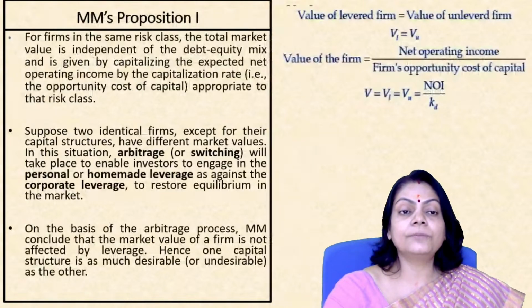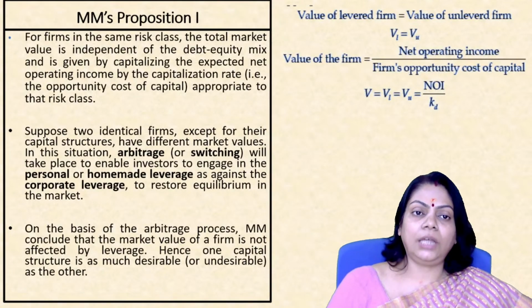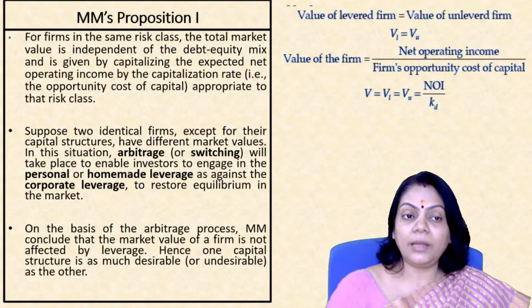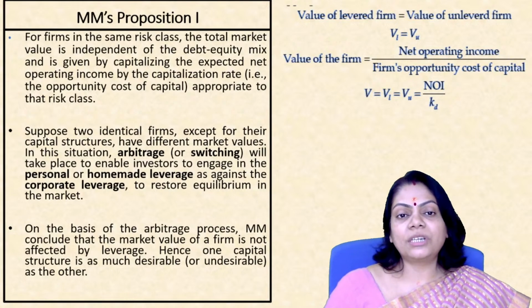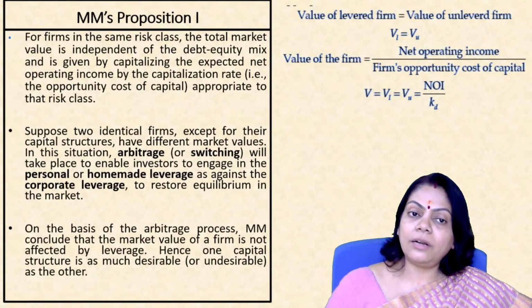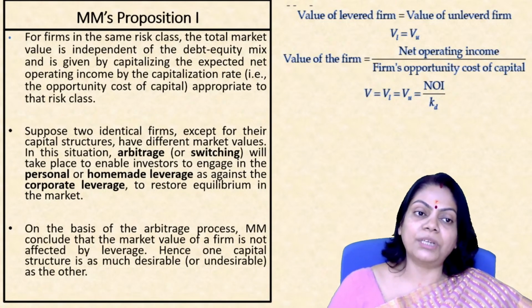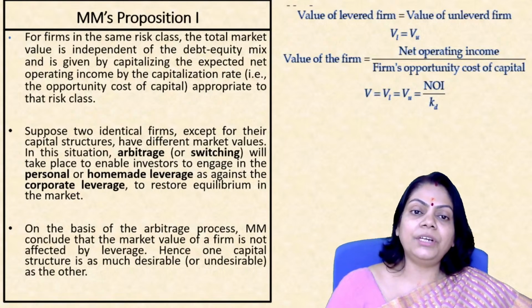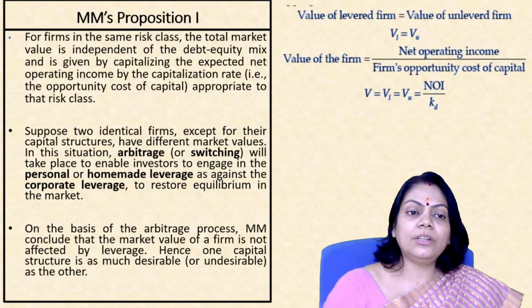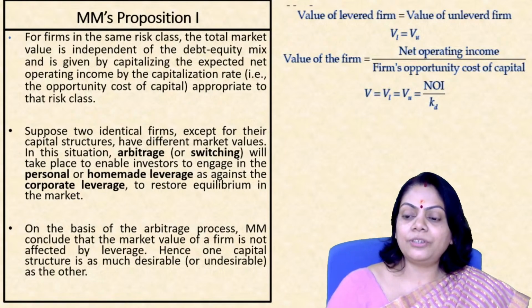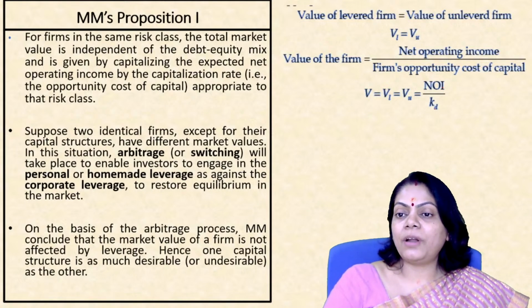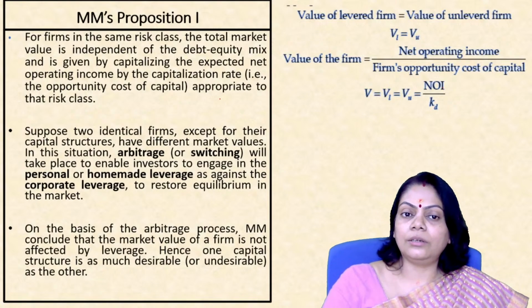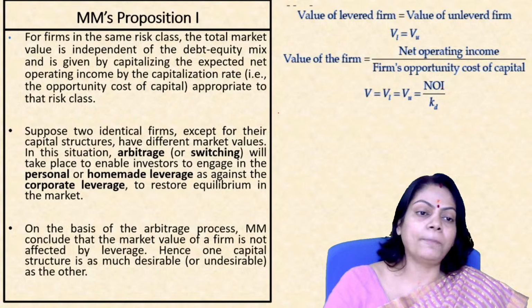Under these assumptions, Miller and Modigliani hypothesized that for firms in the same risk class, the total market value is independent of the debt-equity mix. And it is given by capitalizing the net operating income by the capitalization rate, which is shown here. Net operating income divided by the cost of debt will give you the value of the firm.